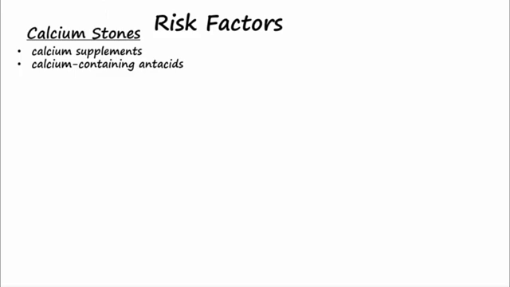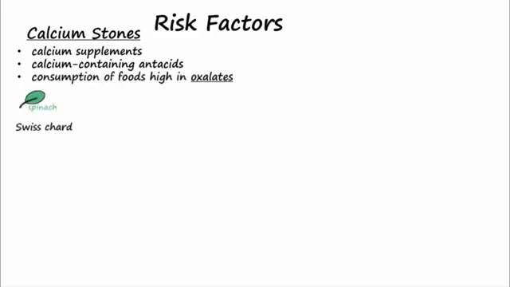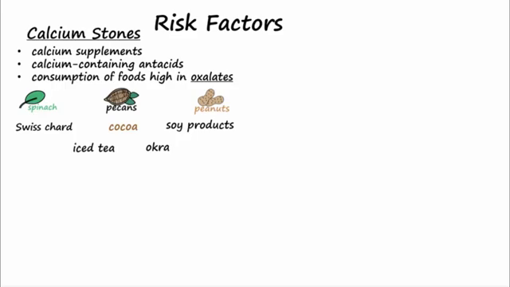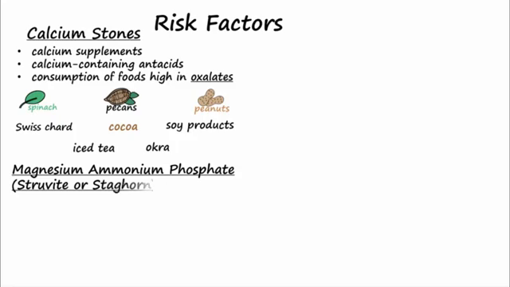There are many risk factors for stone formation, including stone-forming constituents such as calcium and oxalates. Taking calcium supplements or regularly using calcium-containing antacids increases the risk for calcium stones. Oxalates are found in spinach, Swiss chard, cocoa, pecans, peanuts, soy products, and other foods, and increase the risk for calcium oxalate stone formation. Magnesium ammonium phosphate stones form more commonly in women, and especially in those with recurring UTIs.